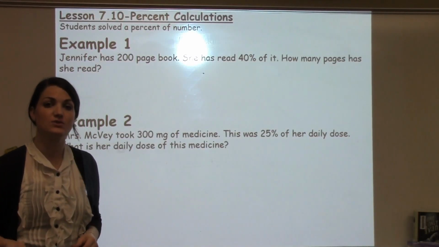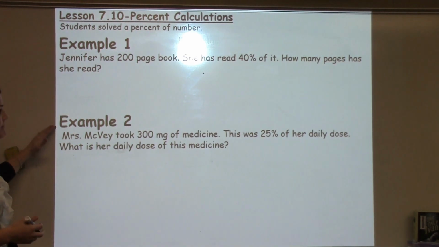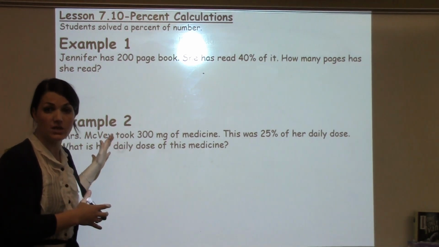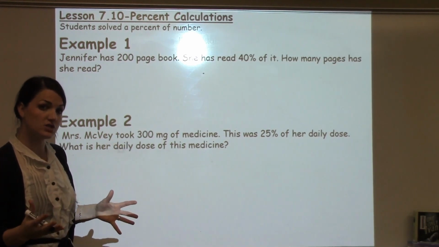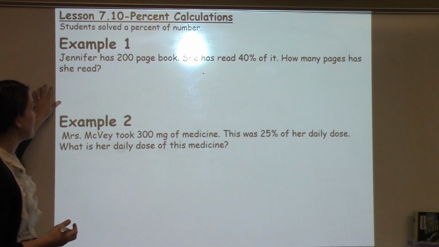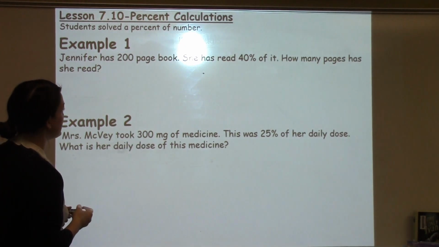Today students continue to work with finding the percent of a number. So we're going to look at a couple different examples, and today we're just going to look at word problems so we can practice more of how to set that up as an equation when I'm looking at it in a word problem situation. So example 1 says Jennifer has a 200-page book.